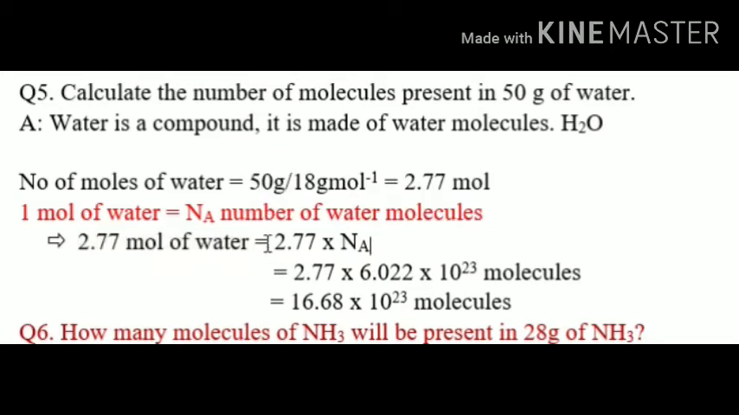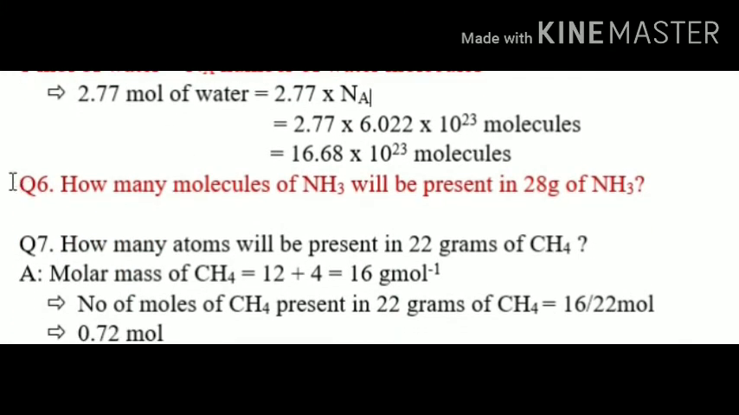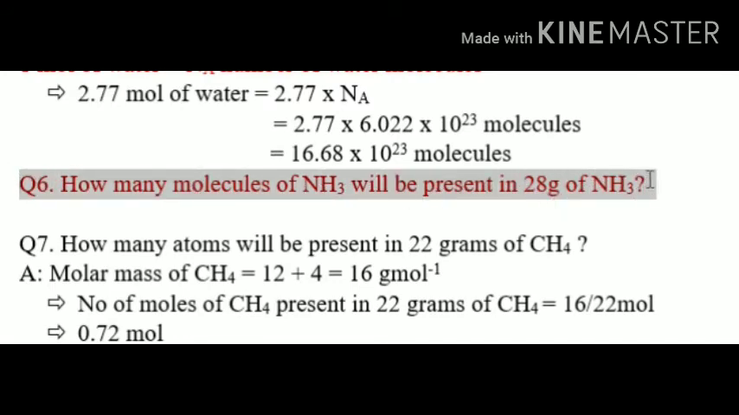Okay. So 2.77 into Avogadro's number, I get 16.68 into 10 to the power 23 molecules. Similarly, you try to do this question number 6. How many molecules of ammonia will be present in 28 gram of ammonia?